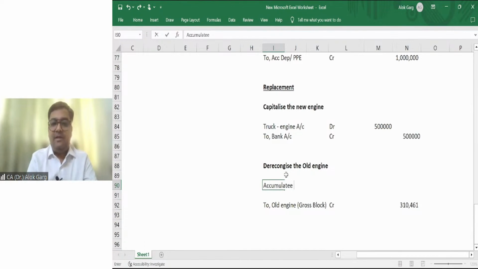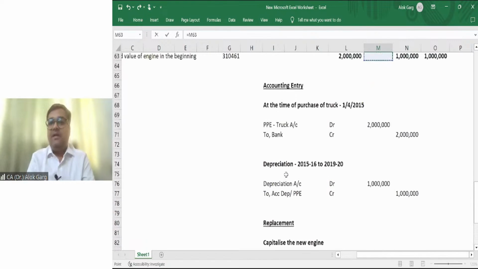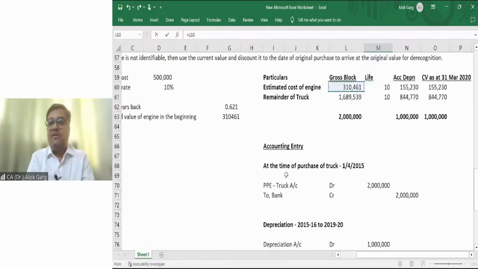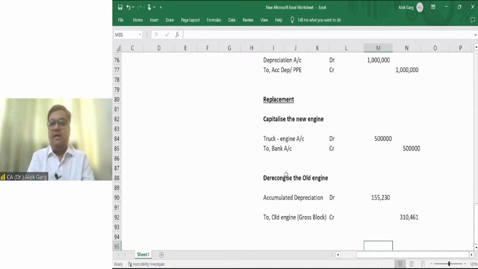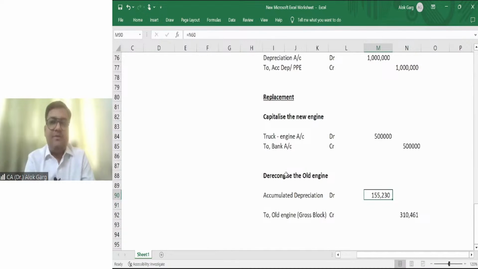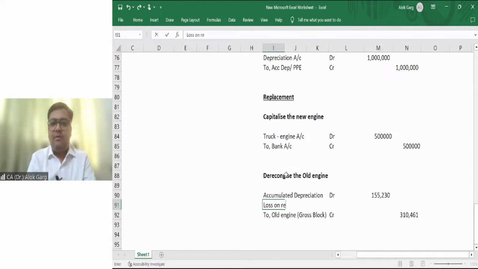Accumulated depreciation account debit. How much? On this estimated value of the engine, the original cost was 310,461, the derived cost. The depreciation so far already taken is 155,230. Assuming you will not receive any value from the sale of the scrap engine, where will the difference go? The difference will go to the loss on replacement.